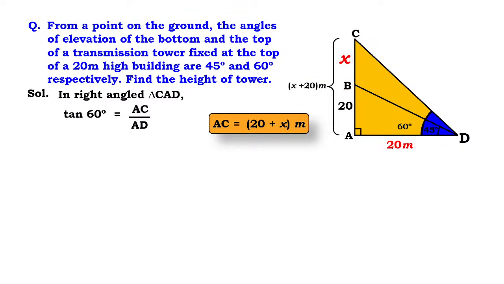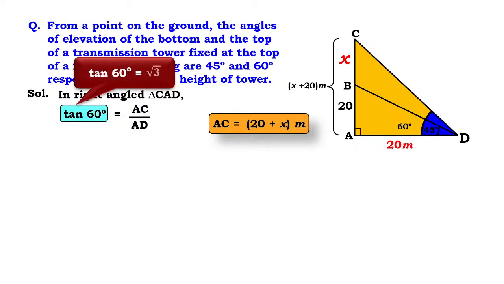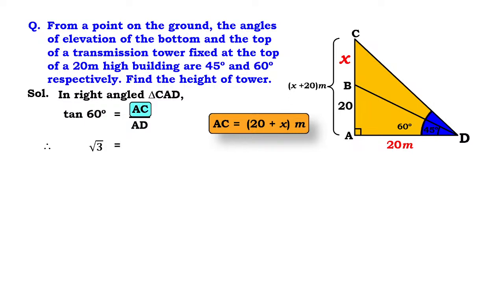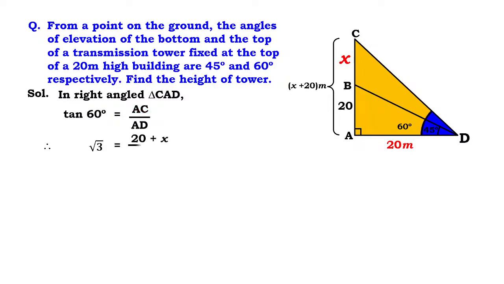What is tan 60 value? Root 3. Okay, tan 60 value is root 3. So root 3 is equal to AC divided by AD. But what AC did I get? 20 plus X. AD how much do I know? 20. So can I solve it? Okay. Till here students will get. Some of them will find it difficult in solving this. Look at this, how to solve it.